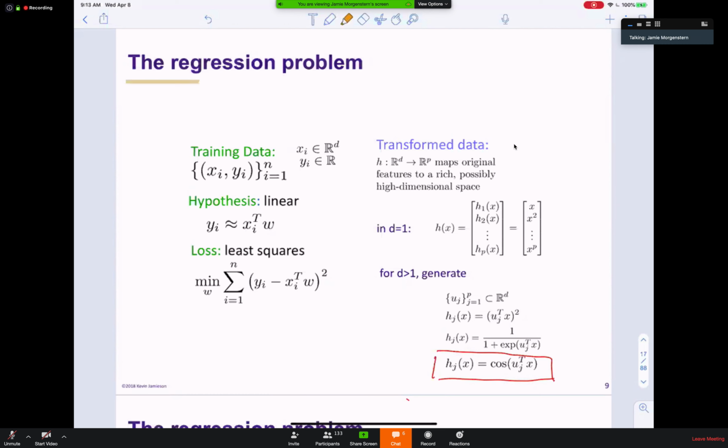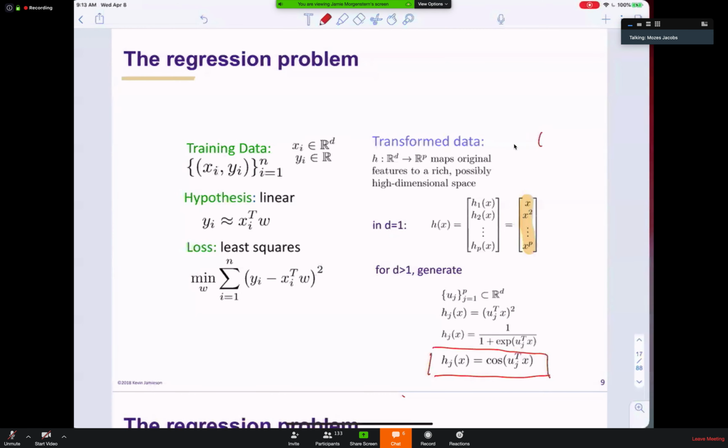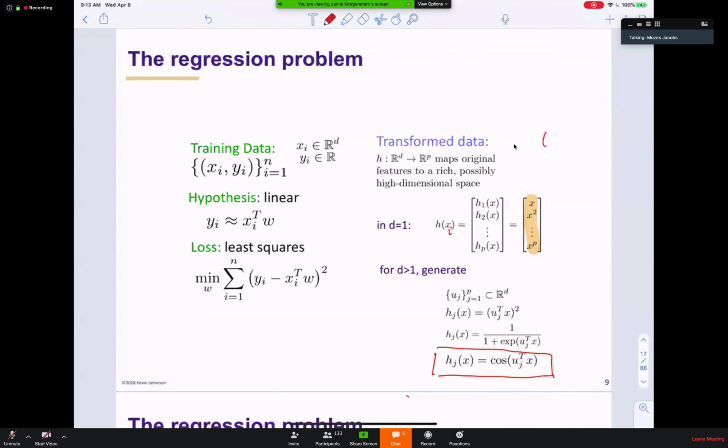Sorry, you broke up just at the end there. Because it's only one dimension? It's only one dimension. So basically the first data point is just squared, and the third, or the pth one, is taken to the pth power. Is that kind of the interpretation of that particular transformation?